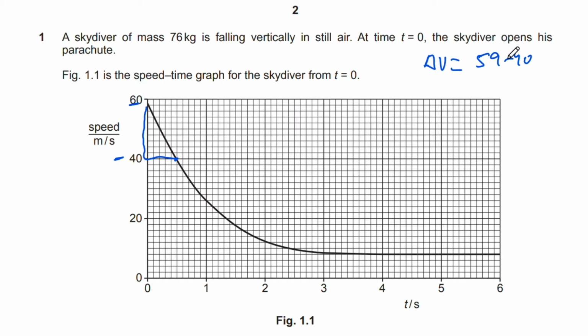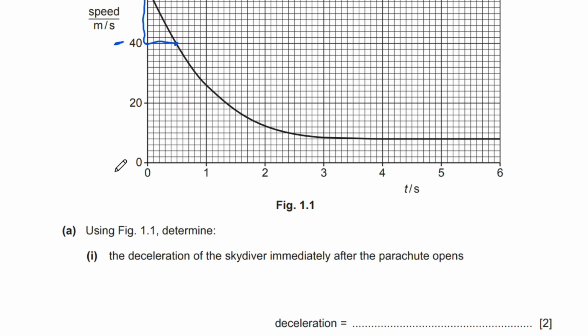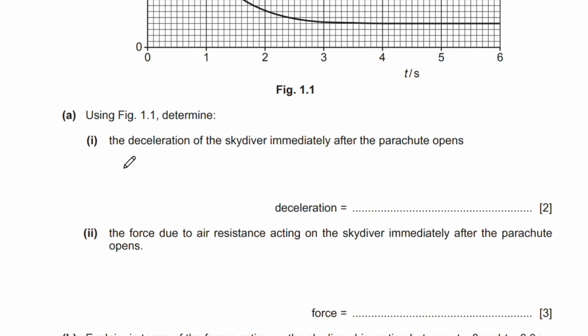That is 19 meter per second. So the change in velocity is 19 meter per second, and the change in time, delta t, we have taken as 0.5. As you can see, this delta t equals 0.5 seconds. To calculate deceleration, it is change in velocity upon change in time. So 19 upon 0.5, which is 38 meter per second square. So the value of deceleration is 38 meter per second square.